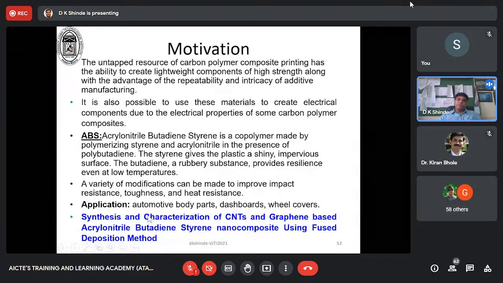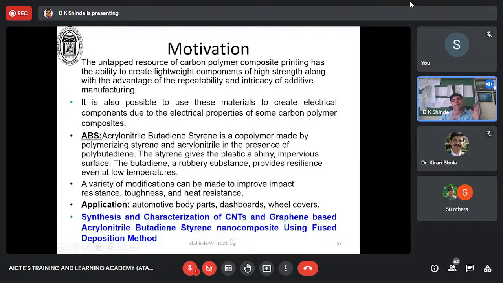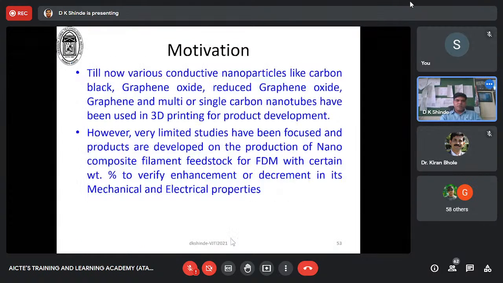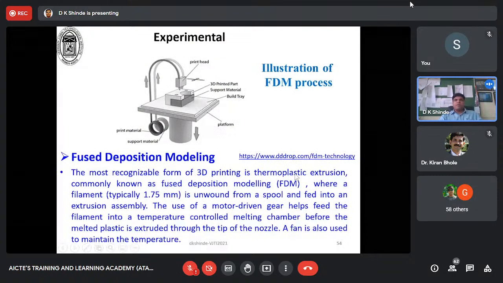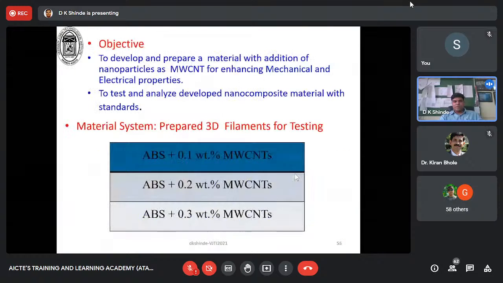But our goal is to improve the mechanical and electrical properties of the existing natural ABS material, and that's how the goal was to develop both the synthesis and characterization of CNT and graphene based acrylonitrile butadiene styrene nanocomposite using this one. So this is what people are using: carbon blacks or graphene oxide and other oxides for many applications to develop new material. But in our research, we decided to use 3D printing of those materials using the carbon nanotubes.